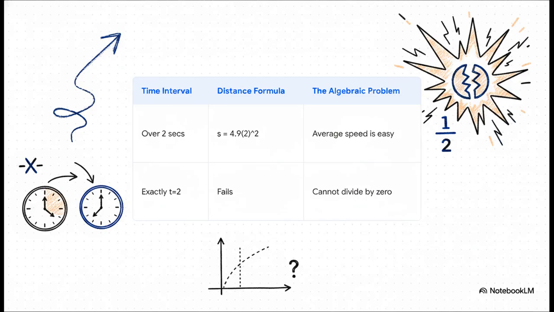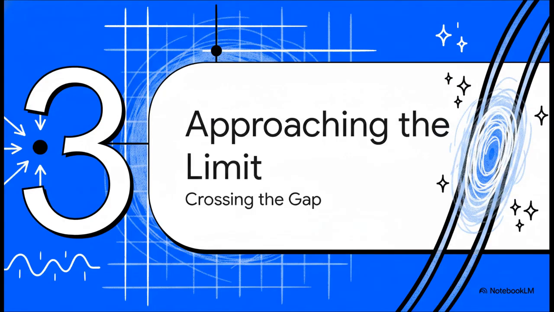And this brilliantly illustrates the gap in our standard toolkit. If we want average speed over 2 seconds, it's super easy. But as we shrink the time interval to find the exact speed at exactly t equals 2, that time interval becomes 0. Our standard formula for speed is distance divided by time. So if the time interval is 0, we're dividing by 0. And as any math teacher will quickly remind you, dividing by 0 pretty much breaks the universe. The calculation completely fails.